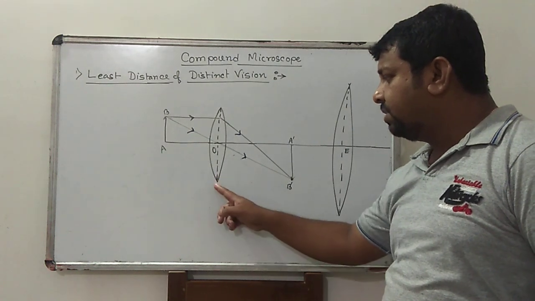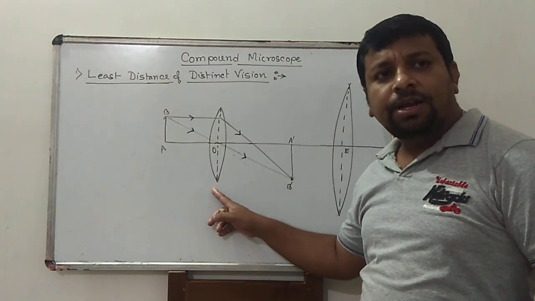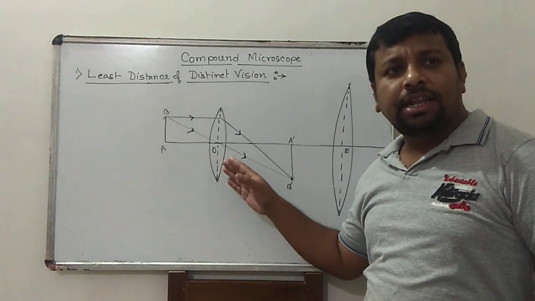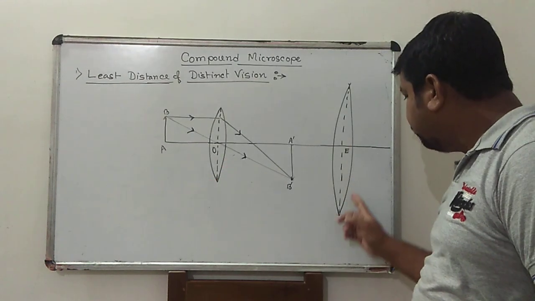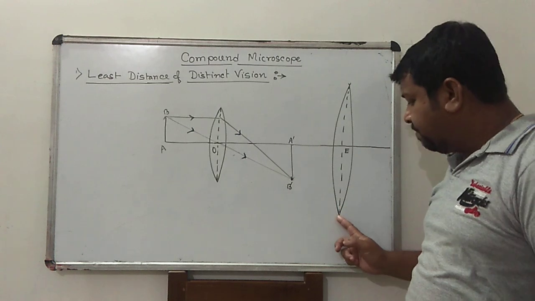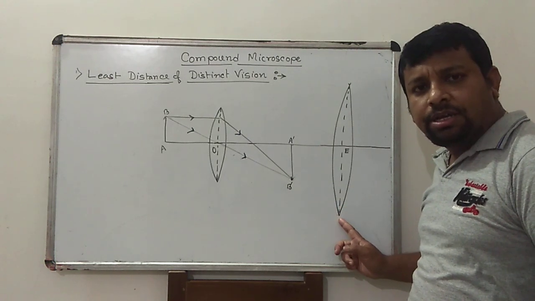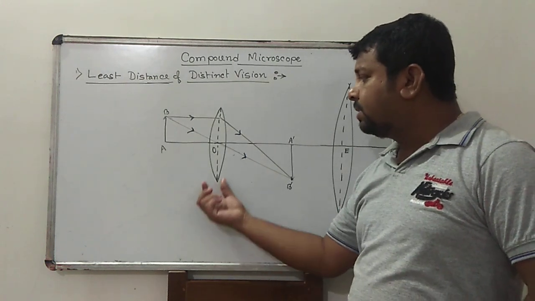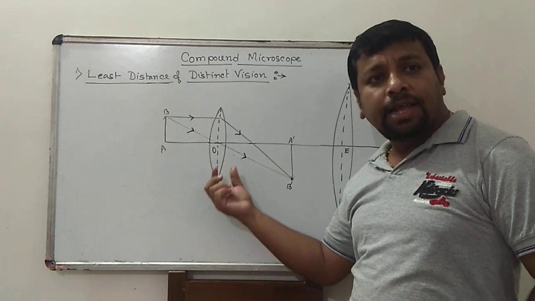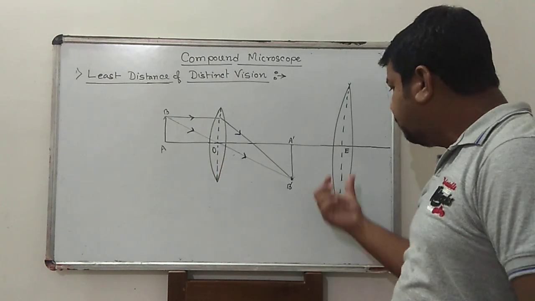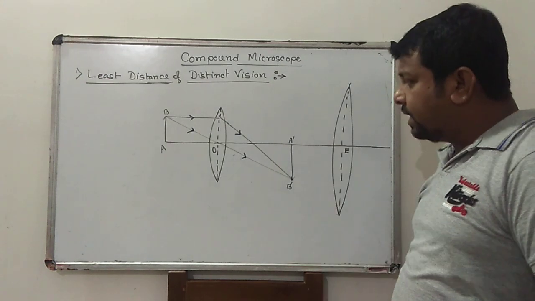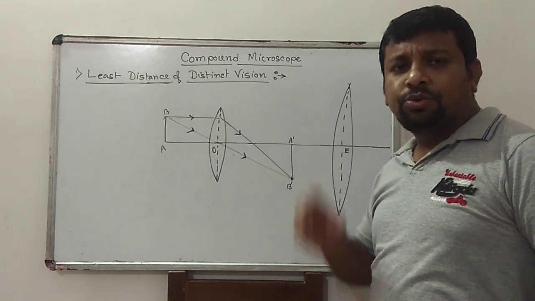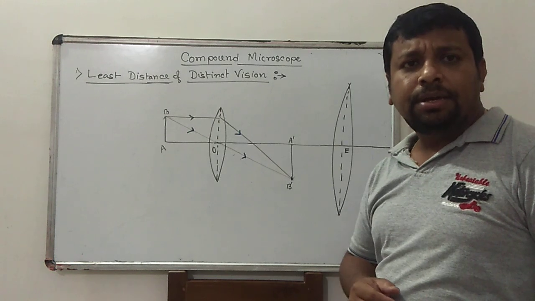The first one is known as the objective. This is the objective, which is situated near the object. Its focal length is less than the focal length of this lens, which is known as the eyepiece. The focal length and aperture of the objective are less than the focal length and aperture of the eyepiece. These two lenses are placed coaxially, that means the two lenses are placed along the same principal axis.